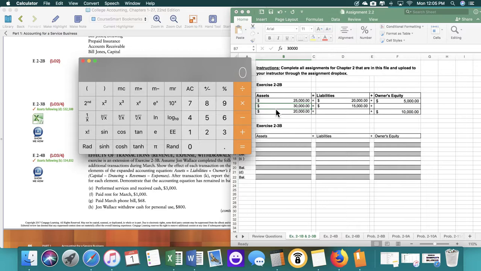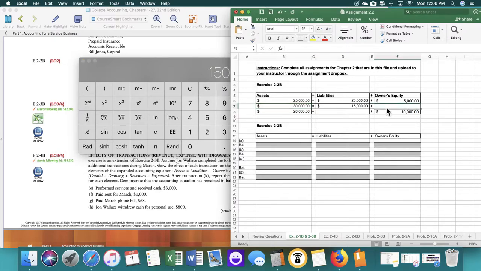So here we have assets of 30,000 and liabilities of 15,000. And we need to figure out owner's equity. So we know that assets equals our liabilities plus owner's equity. So it's going to be a standard mathematical. If you know 2, you can figure out 1. So we're going to have our 30,000. We're going to subtract the 15,000 in liabilities. So that gives us $15,000 in owner's equity.